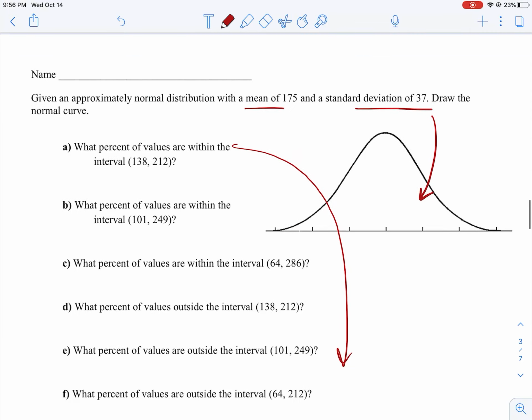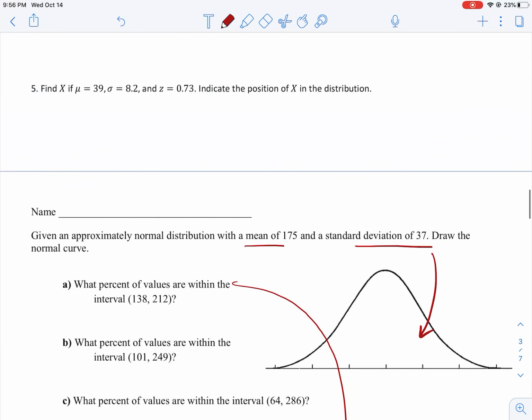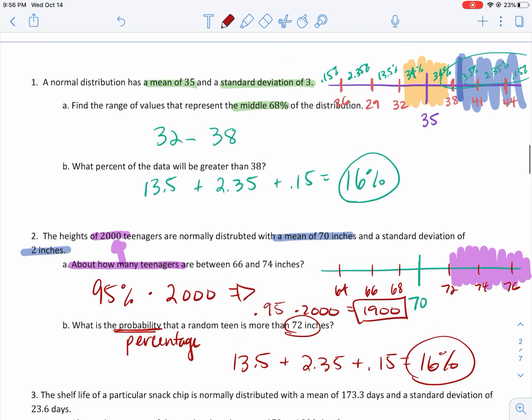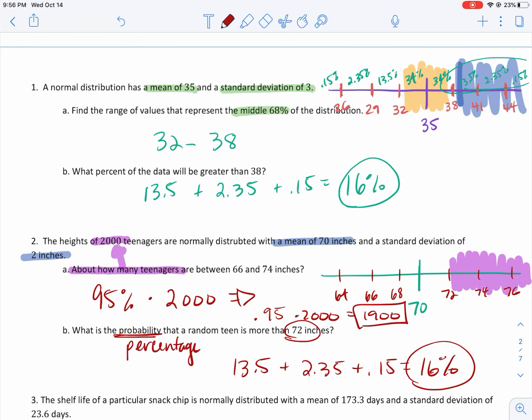There are tons of questions out there on this, and in class I gave a ton of examples, but these are the two main types of questions. Either you are given the mean and the standard deviation and asked for a percentage or an area, or you're asked to calculate how many. All right.